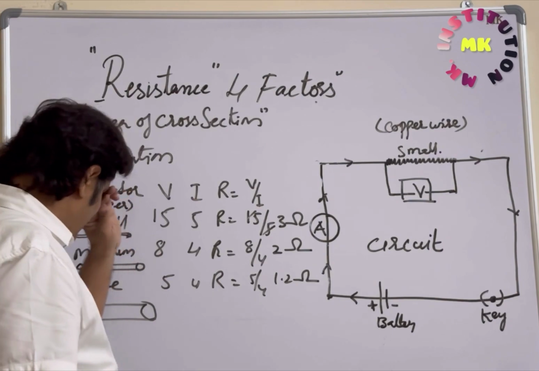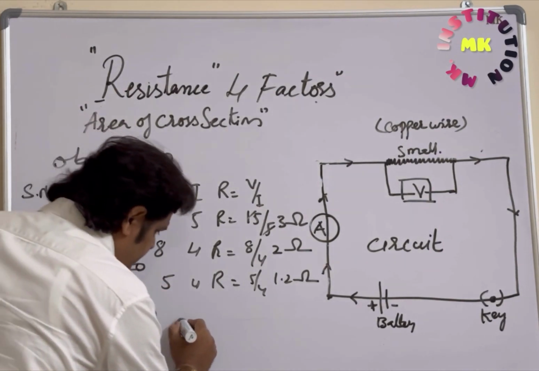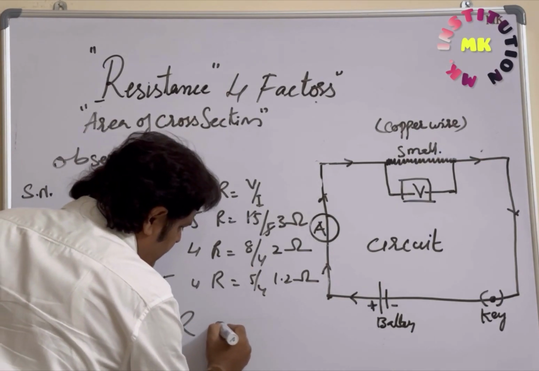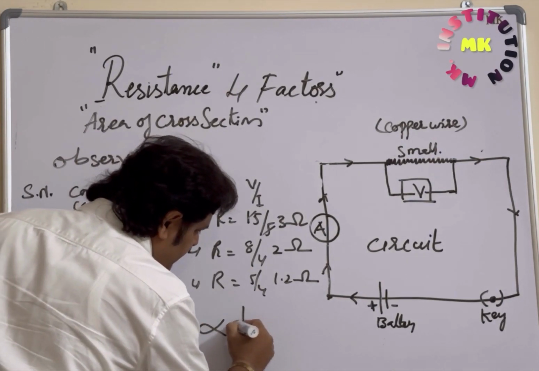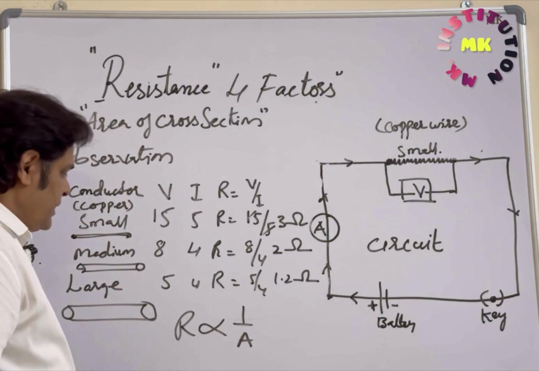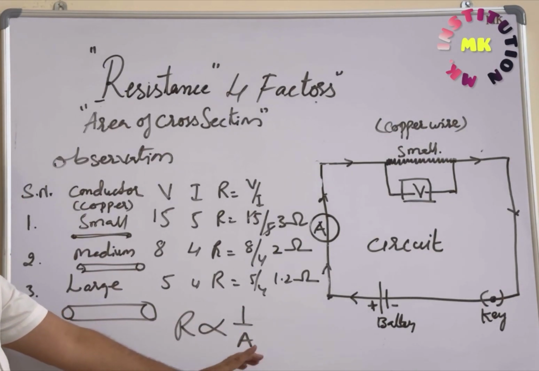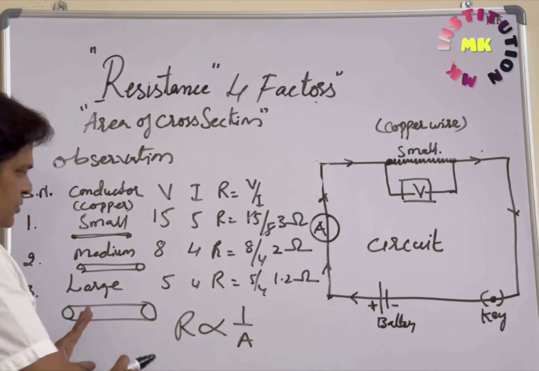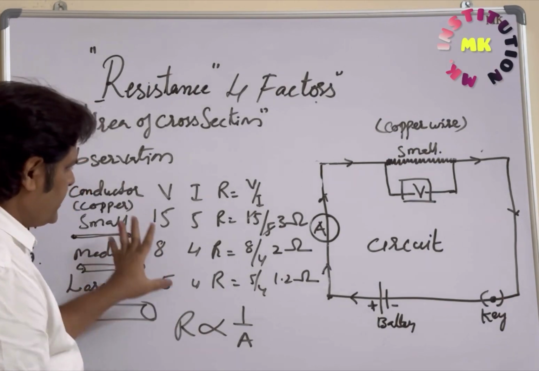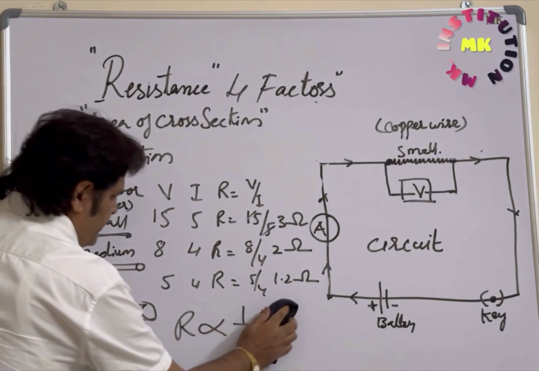Clear? So what will you write here now? In one word, you can write that resistance is inversely proportional to the area of cross section. This you can write here. Clear? So this is the experiment. Here the experiment is concluded. Now I'll show something different here.